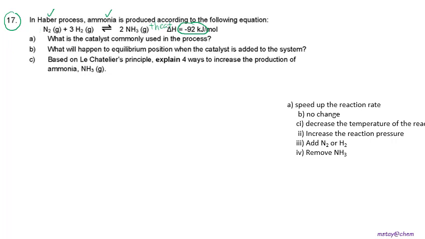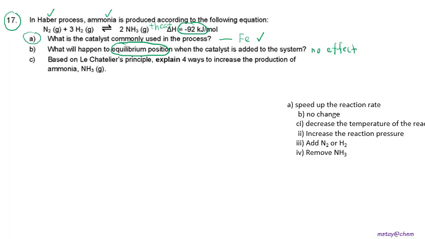And now let's look at tutorial question number 8. What is the common catalyst used for the Haber process? Yes, there is no other answer, it's iron. What will happen to the equilibrium position? A catalyst only increases the rate of reaction, so there is no effect on the equilibrium position.